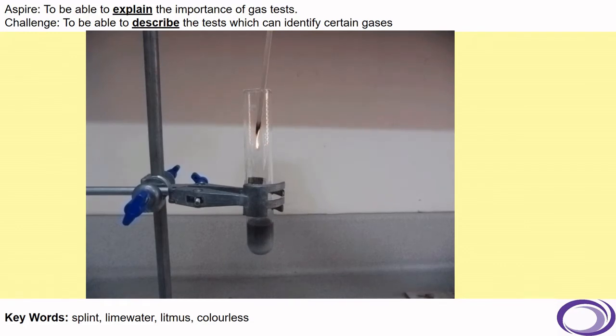So here you can see the small glow on the end, and when it's placed into the oxygen, the splint completely relights.